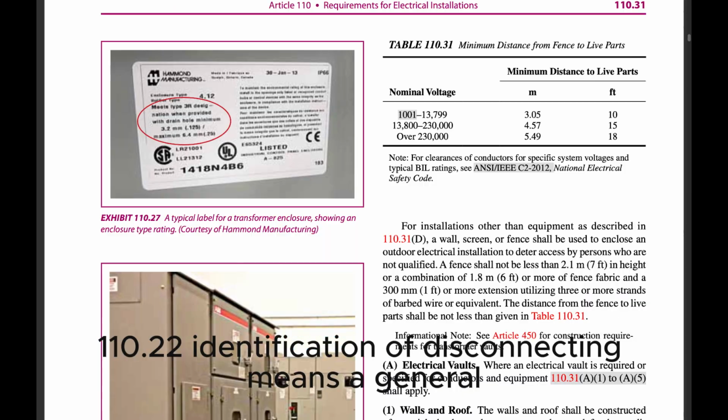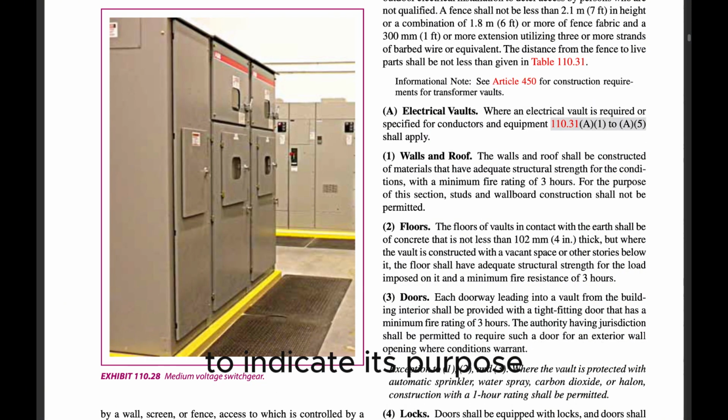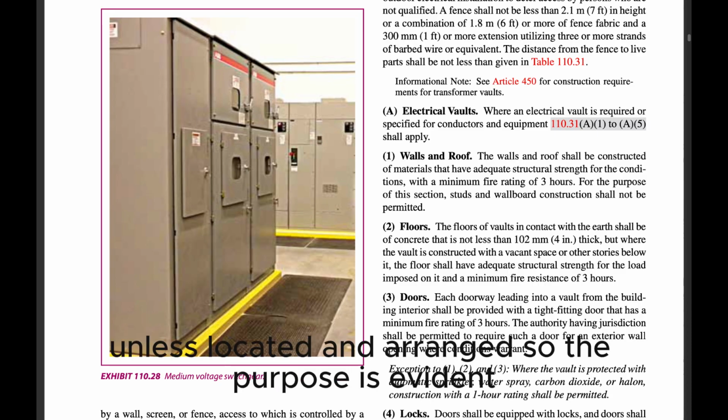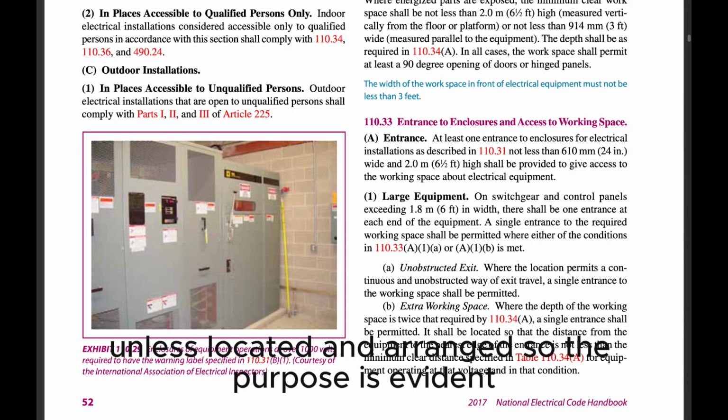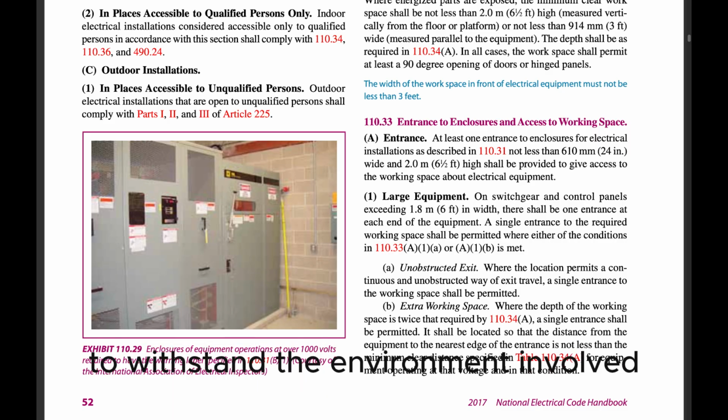110.22 Identification of disconnecting means. A. General. Each disconnecting means shall be legibly marked to indicate its purpose unless located and arranged so the purpose is evident. The marking shall be of sufficient durability to withstand the environment involved.